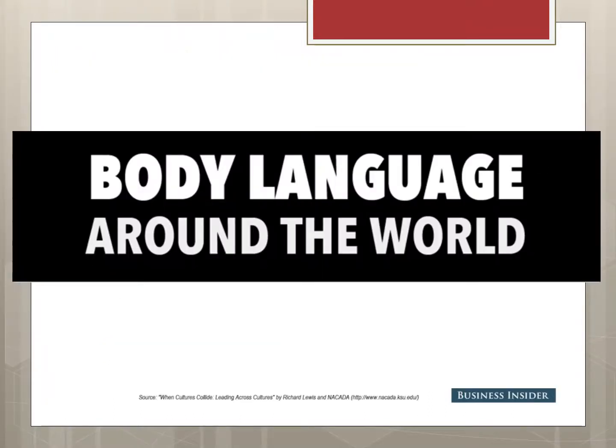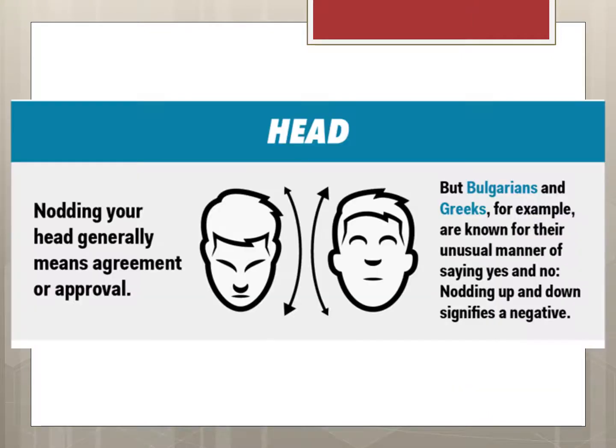I'm going to take a quick look at body language around the world, another form of nonverbal communication. I'm going to use different parts of the body to show how they can differ in various cultures. The head. Usually nodding the head up and down can mean agreement or approval, but we know that for Bulgarians and Greeks, nodding the head up and down signifies a negative.